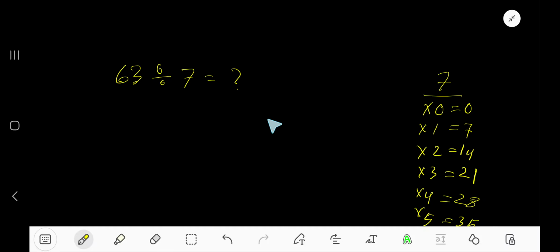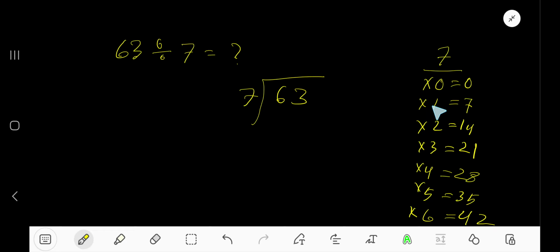63 divided by 7. Look, here 7 is a divisor, so we need the multiplication table of 7. 7 times 0 is 0, 7 times 1 is 7, 7 times 2 is 14, 7 times 3 is 21, 7 times 4 is 28. To find the multiplication table of 7, just add 7 to the previous step: 0 plus 7 is 7, 7 plus 7 is 14, 14 plus 7 is 21, 21 plus 7 is 28, 28 plus 7 is 35, like this.